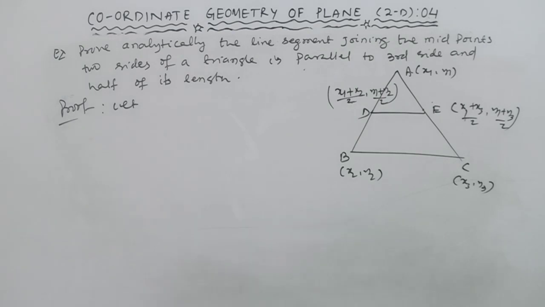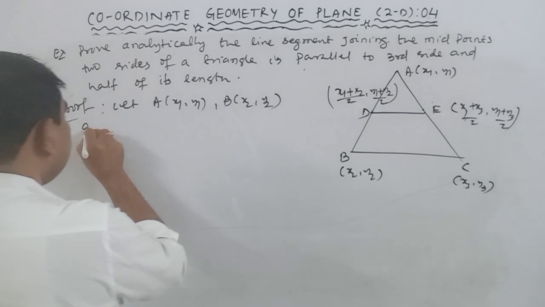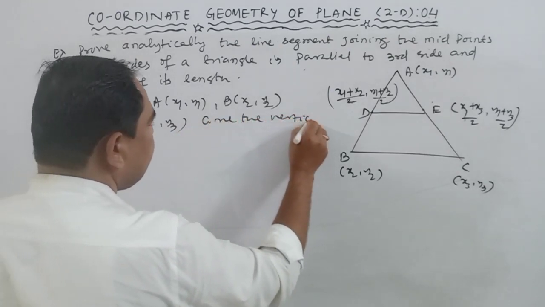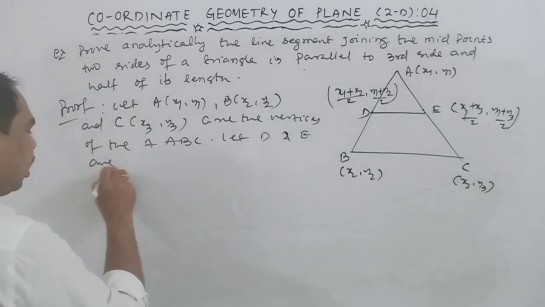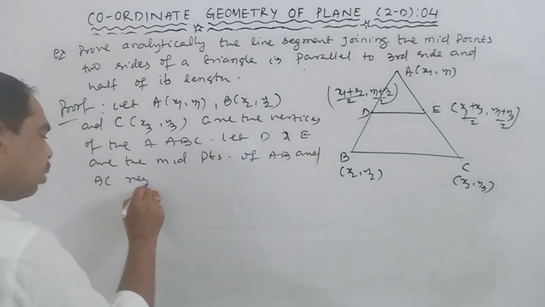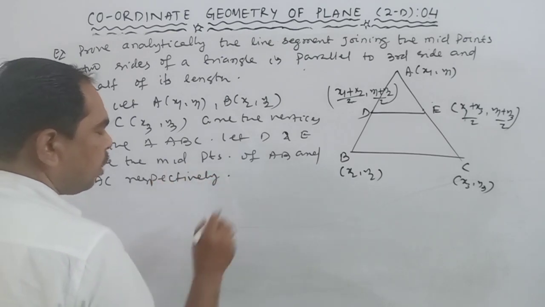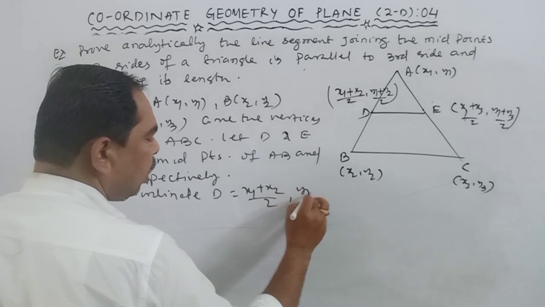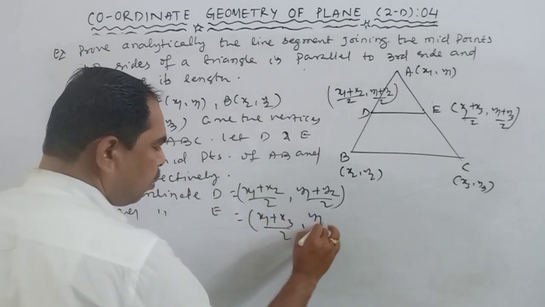The proof. Let A(x1, y1), B(x2, y2) and C(x3, y3) be the vertices of the triangle ABC. Let D and E be the midpoints of AB and AC respectively. Therefore the coordinate of D is (x1 plus x2 by 2, y1 plus y2 by 2), and the coordinate of E is (x1 plus x3 by 2, y1 plus y3 by 2).